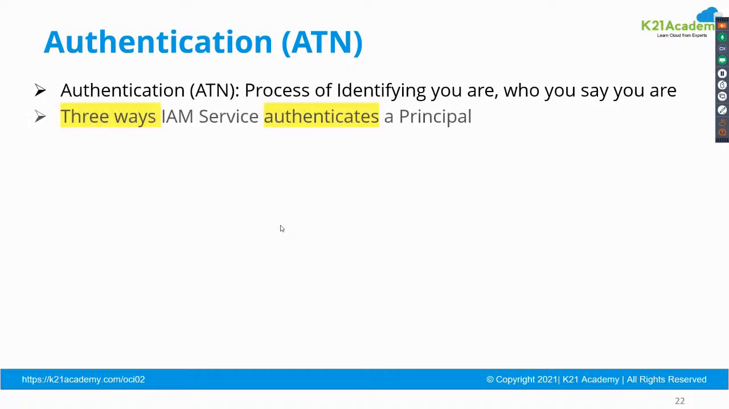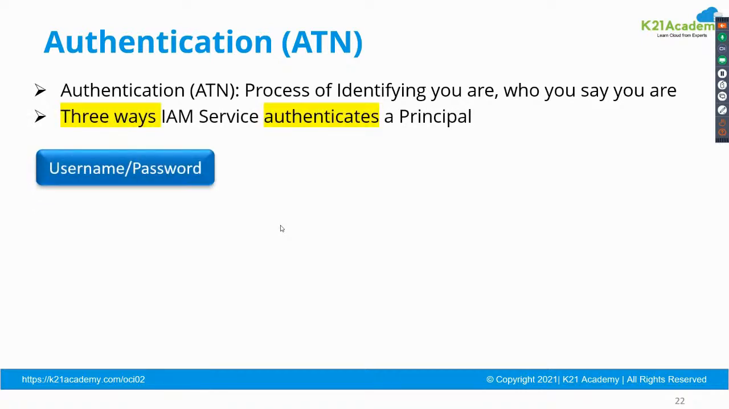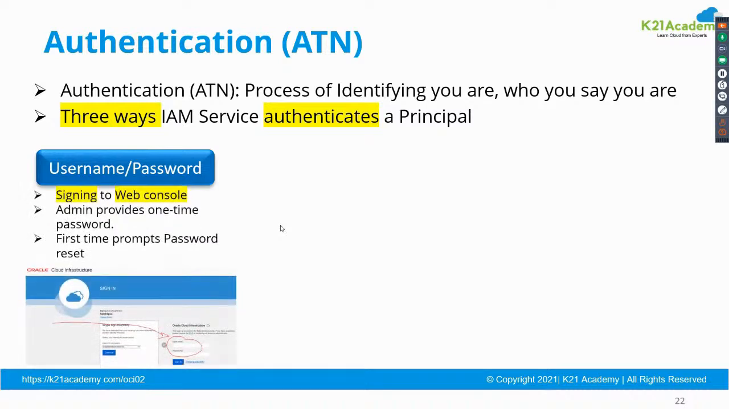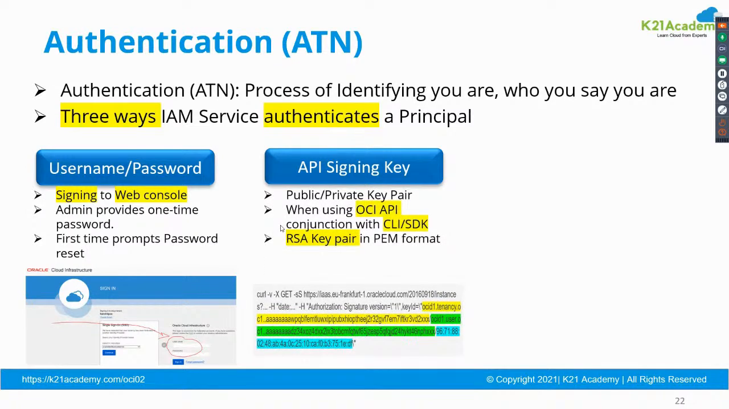Authentication is the process of identifying who you are. That is your username and password, which is how you log into the account. And apart from that, you can create API signing keys, which is basically a public-private key pair, which will be used for authenticating when I'm accessing the services via the command line or so.